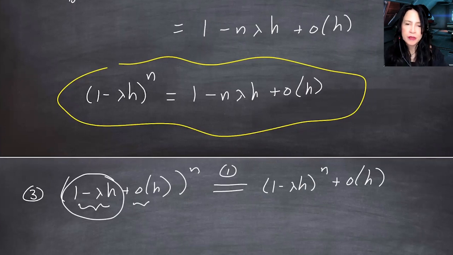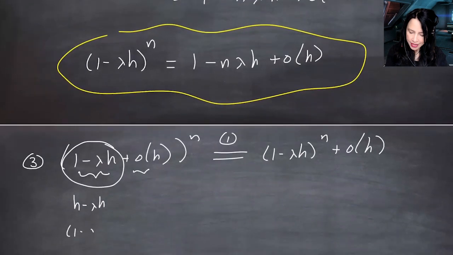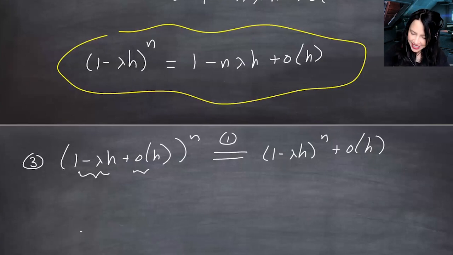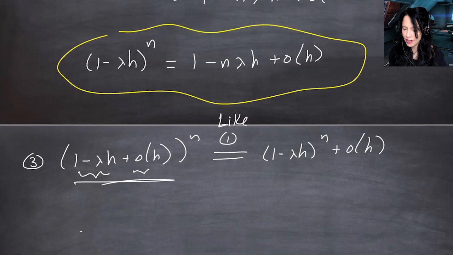You can use the binomial theorem on this, but I don't have like an h minus lambda h, because then I could say I've got 1 minus lambda h, and I don't really have that. So I guess it's not exactly 1, but I claim, like 1, that you'll get this. So yeah, if this is one of the ones on your homework, show that part.